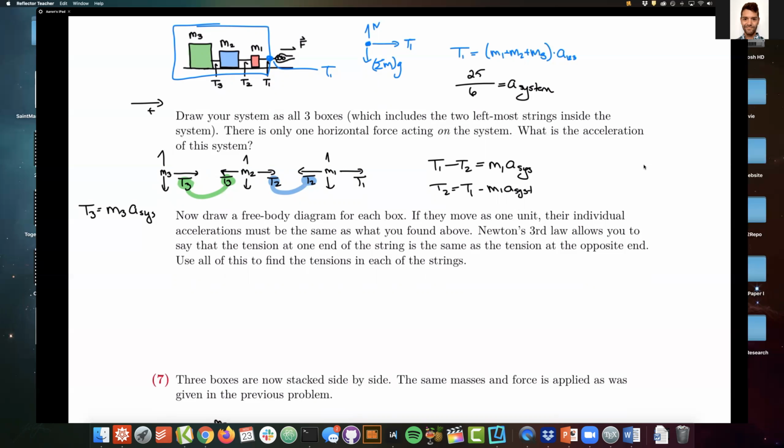We could have also done this, by the way, if we did not know the acceleration of the system. We could have written down 3 equations with 3 tensions and 1 acceleration. And since you know the tension T1, that would give you 3 equations with 3 unknowns. You could find the other 2 tensions and the acceleration all simultaneously.